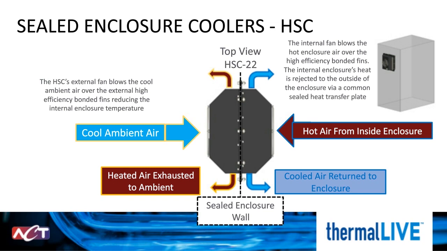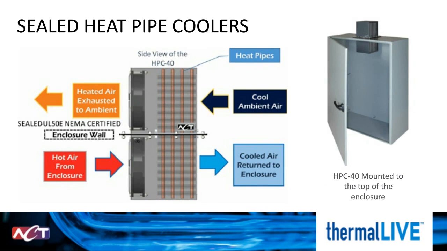The heat pipe enclosure cooler, or HPC, follows the same concept as the HSC. However, instead of relying on the conduction between the internal and external fins, heat pipes are applied. These passive two-phase heat transfer additions increase the effective thermal conductivity to roughly 10,000 watts per meter K. In both the HPC and the HSC, the internal enclosure temperature requirements must be higher than the external ambient.